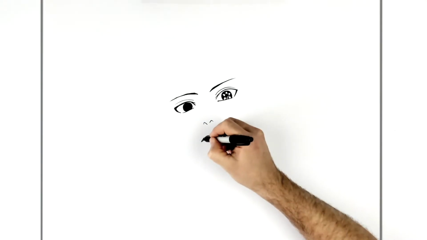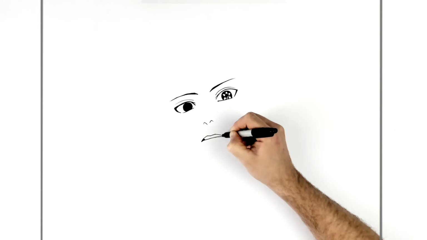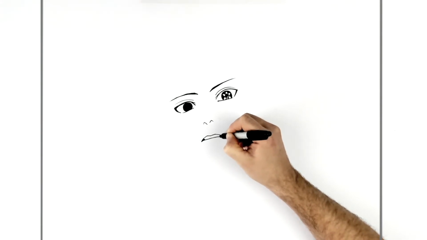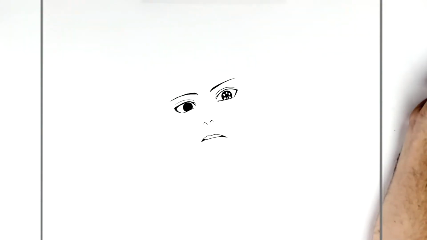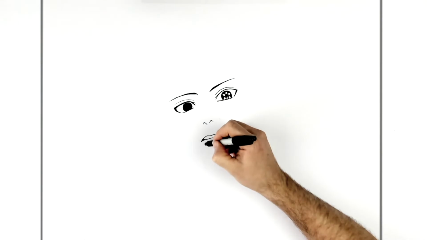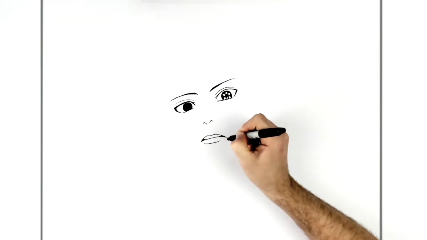Then we're just going to add some shadows in the corners just to show sort of his teeth and stuff. Right, so like there and like here as well. And then the bottom lip line, just there.